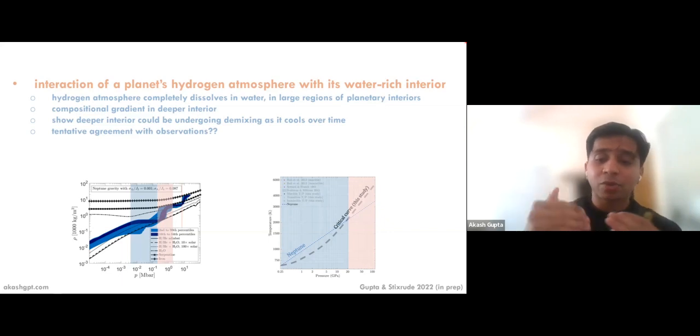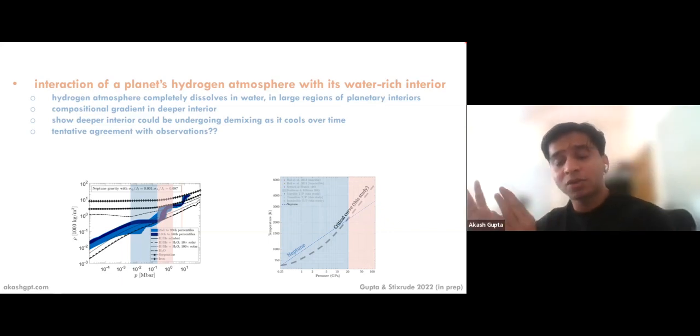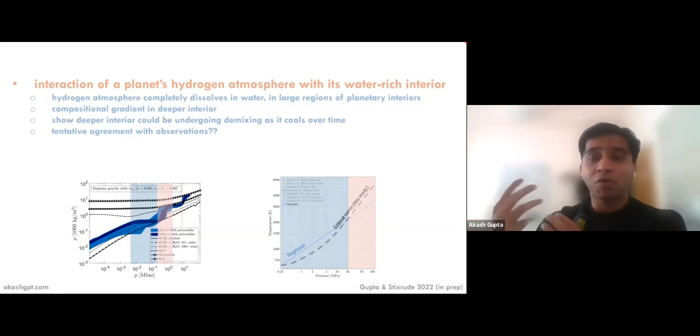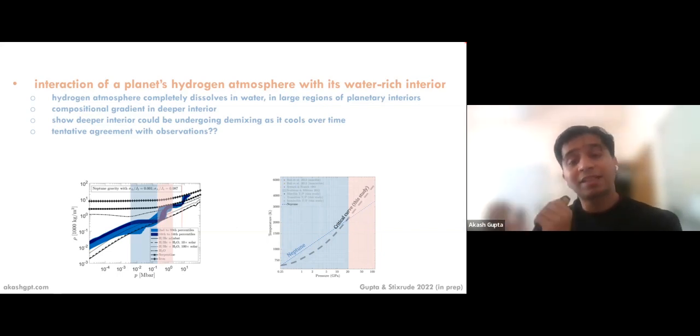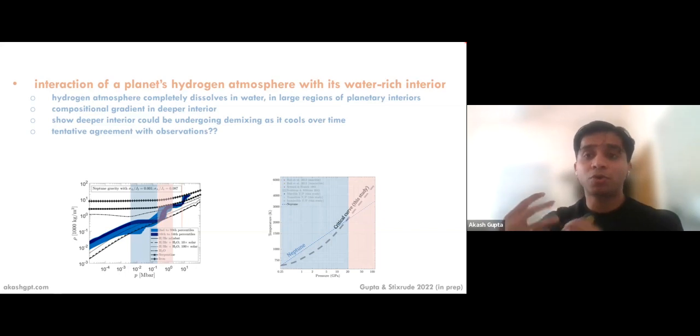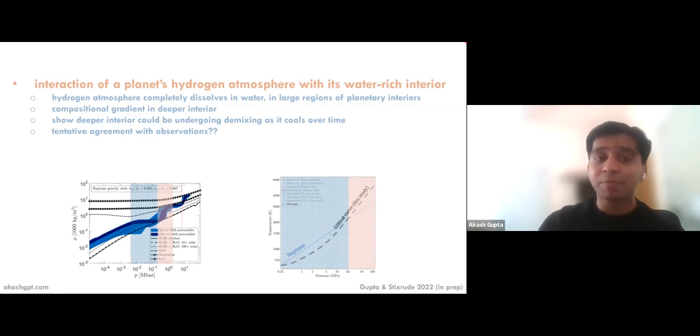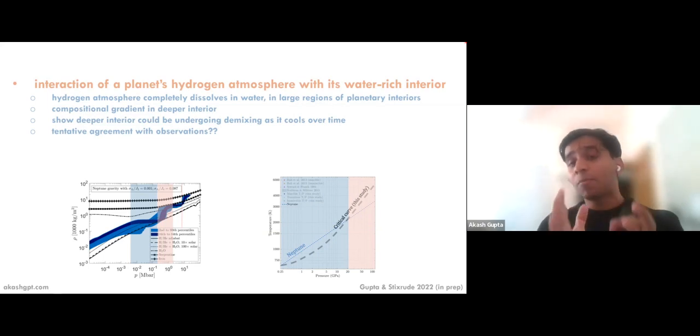And as the planet cools, we also expect regions of the atmosphere where it will suddenly become thermodynamically more stable to be demixed. This process will contribute to the overall thermal evolution of the planet. Finally, we also find tentative agreement with observations. That being said, more work is needed on that front.